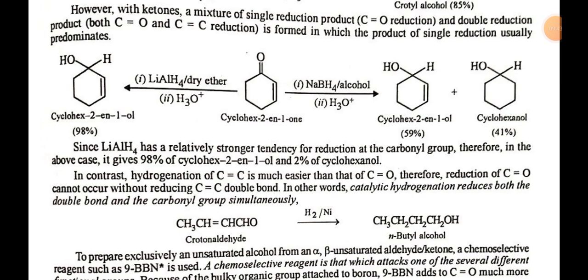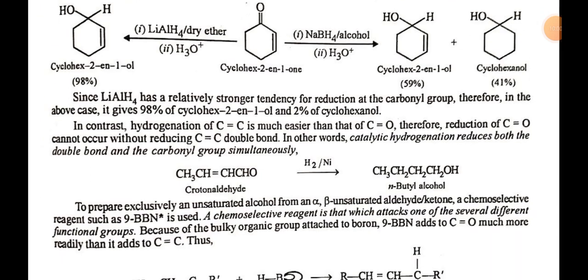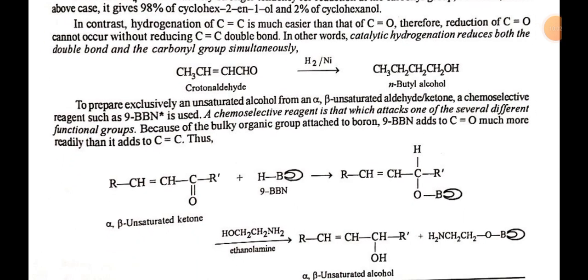In contrast, hydrogenation of C=C is much easier than that of C=O. Therefore, reduction of C=O can't occur without reducing C=C. In other words, catalytic hydrogenation reduces both the double bond and the carbonyl group simultaneously. You can see when crotonaldehyde reacts with hydrogen in the presence of nickel, it gives n-butyl alcohol.